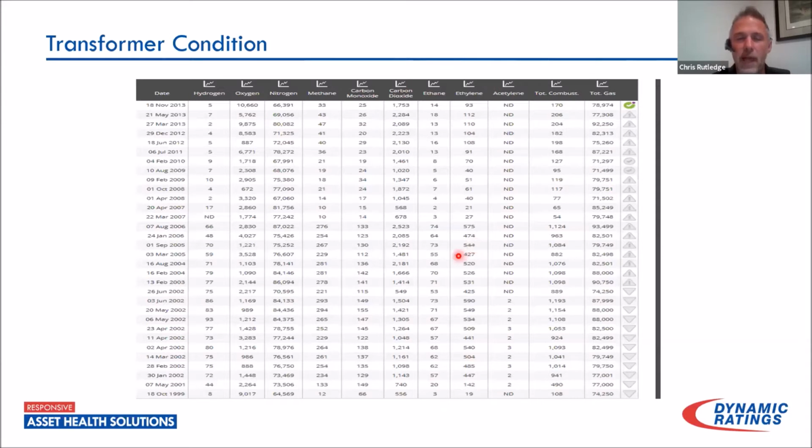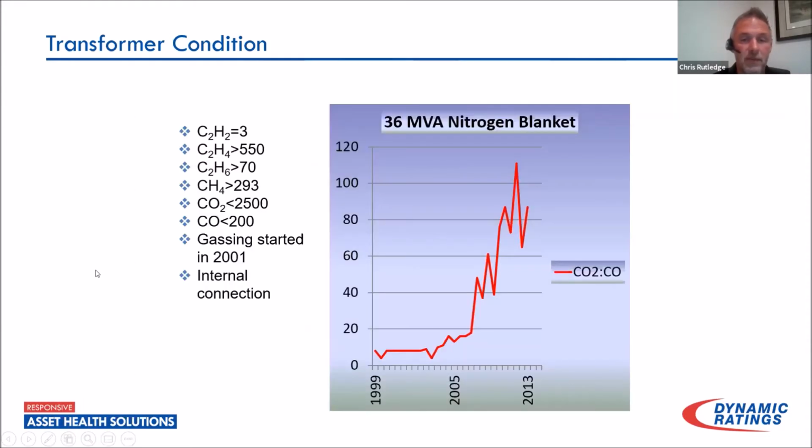However, when we look at the ratio of this transformer, it's steadily moving up. Now, again, this is never going to be just a smooth linear line. You're going to see up and down. But if you were to throw a trend line across this, you'd see that it was steadily increasing.